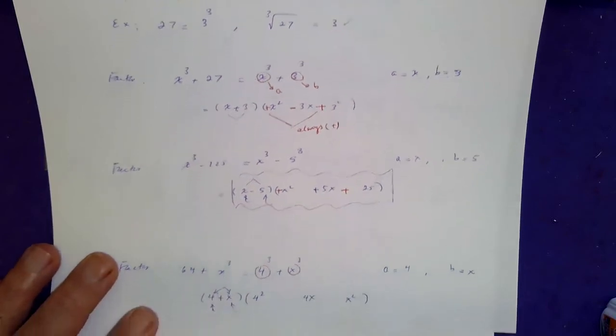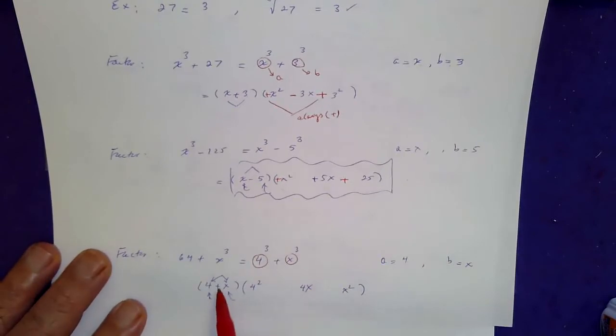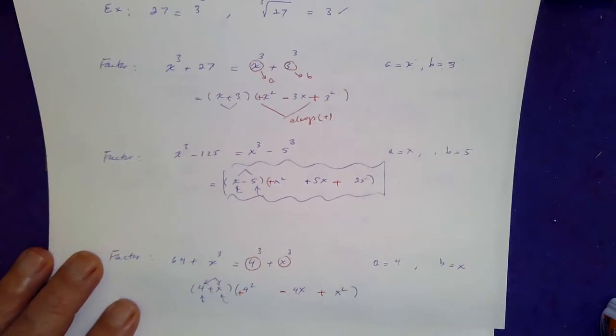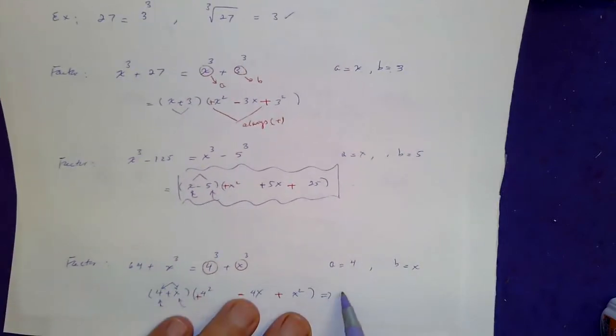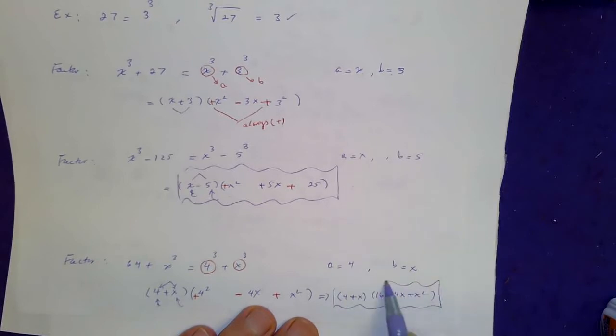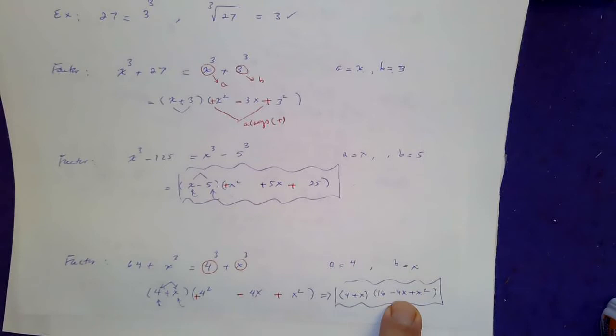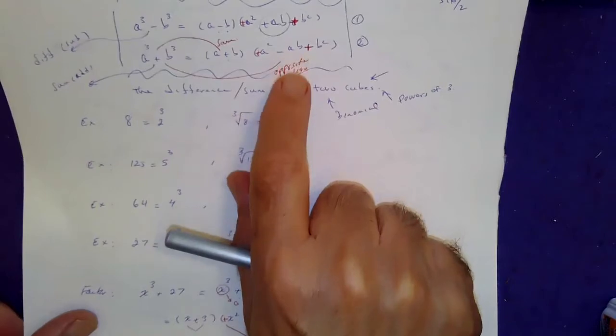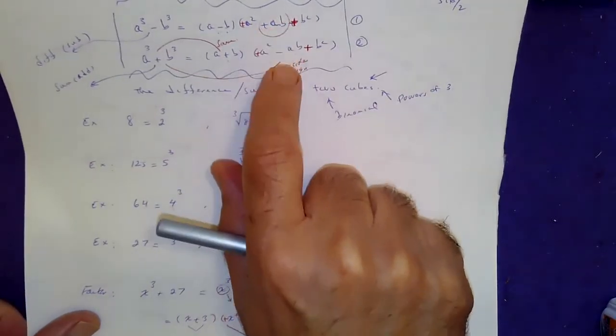Is that right? Remember, the sign of the middle guy is opposite of what you put here. So this is negative. And the sign of x squared and 4 squared, rain or shine, is always positive. So what would you say the final answer is? X plus 4 or 4 plus x times 16 minus 4x plus x squared. This is as good as that guy gets. This trinomial never ever factors if it comes from the sum and difference of 2 cubes. These two trinomials, they never factor.